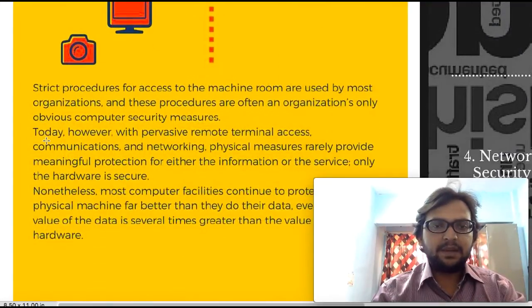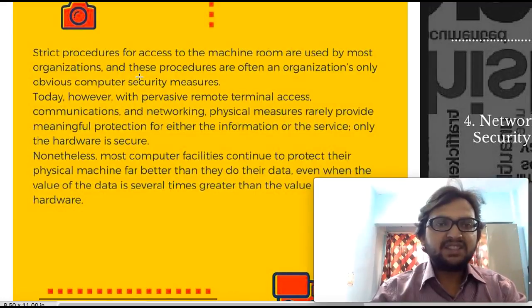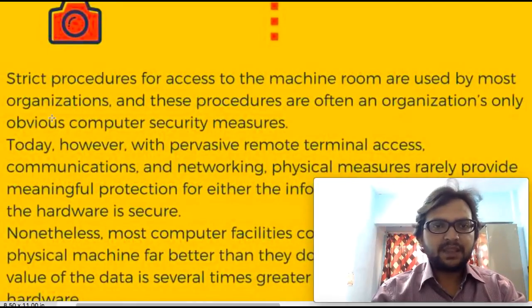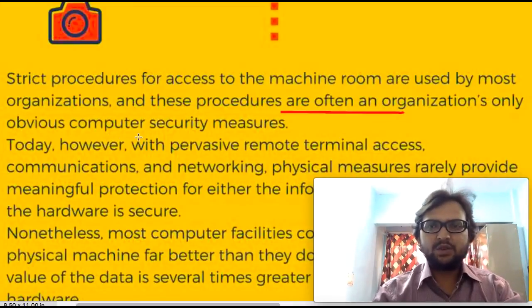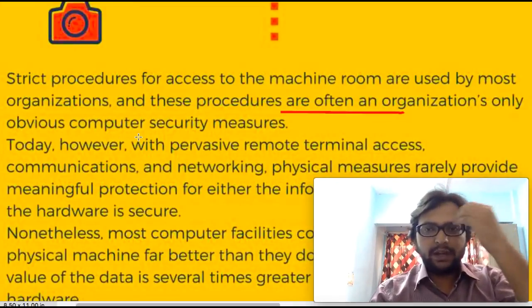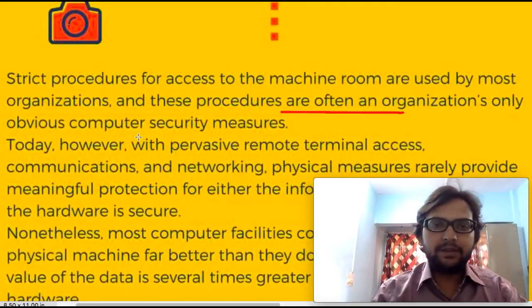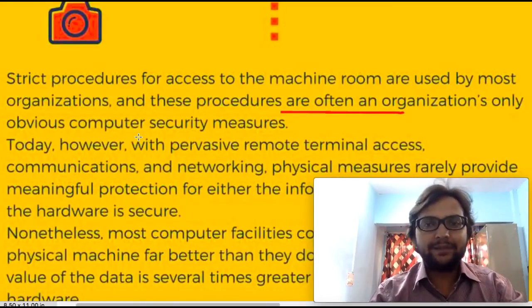As you can see, some other points which we need to remember: strict procedures for access to our machine. The most important part here: strict procedures for access to the machine room are used by most organizations, and these procedures are often an organization's only obvious computer security measure. So I'm not going to allow any third person in my computer room. That is a very simple technique which is followed by each and every one.